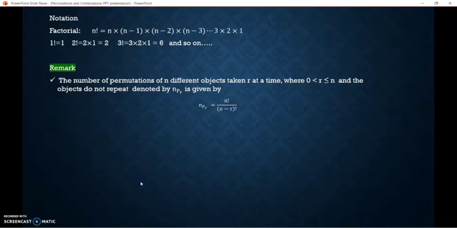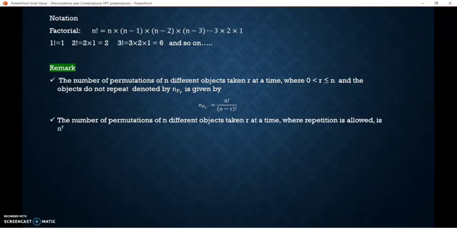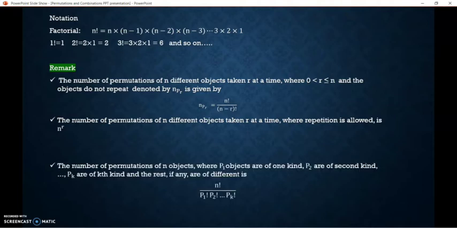When repetition is allowed, the permutation of n different objects taken r at a time is nothing but n cross n cross n, r times, that is nothing but n raised to r. And the last formula is the permutation of n different objects where not all n are distinct.